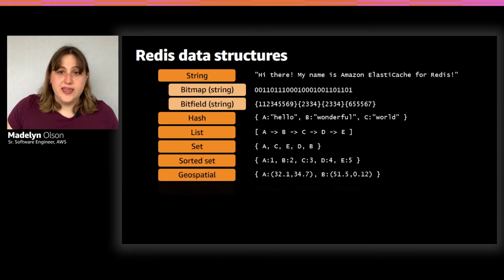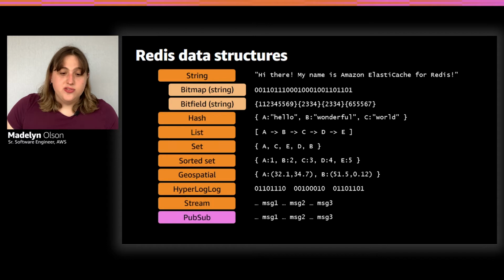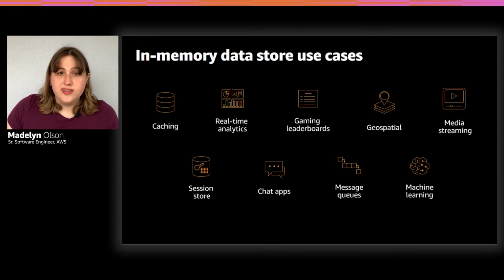HyperLogLog, which is a probabilistic data structure that allows you to estimate the size of sets. And then streams and pub/sub, which allow you to have a collection of ordered items. With all these data structures, Redis is able to solve a vast variety of use cases.